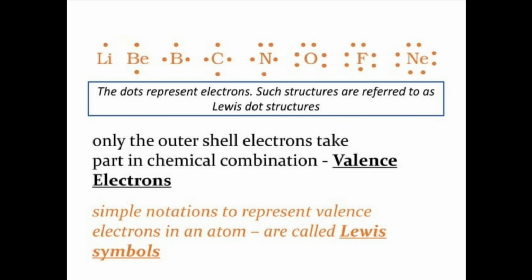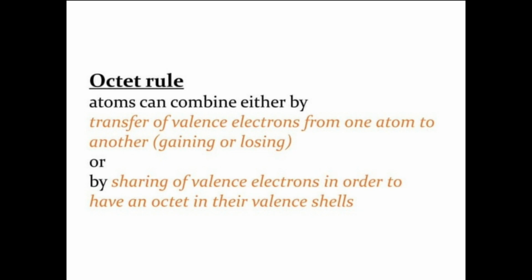and only the outer shell electrons take part in chemical combination. It means only the valence electrons of an atom take part in bond formation. An atom can complete its octet in two different ways: by transfer of valence electrons from one atom to another, or by sharing of valence electrons in order to have an octet in their valence shell.